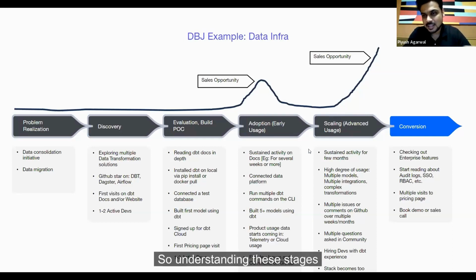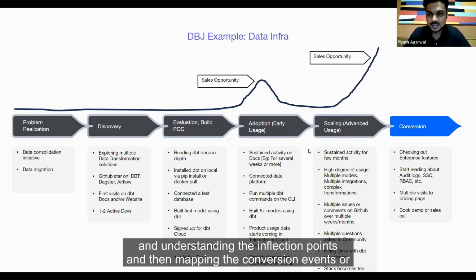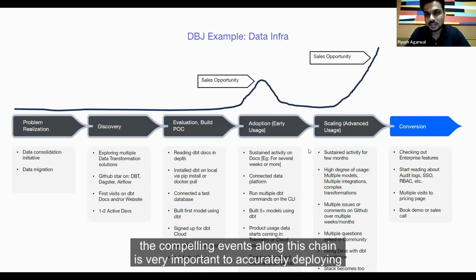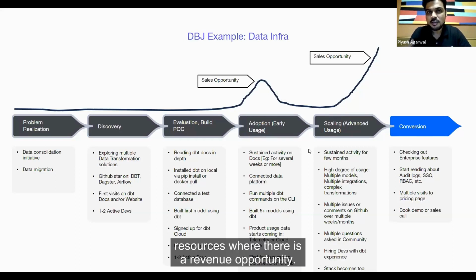So understanding these stages and understanding the inflection points, and then mapping the conversion events or the compelling events along this chain, is very important to accurately deploying resources where there is a revenue opportunity.